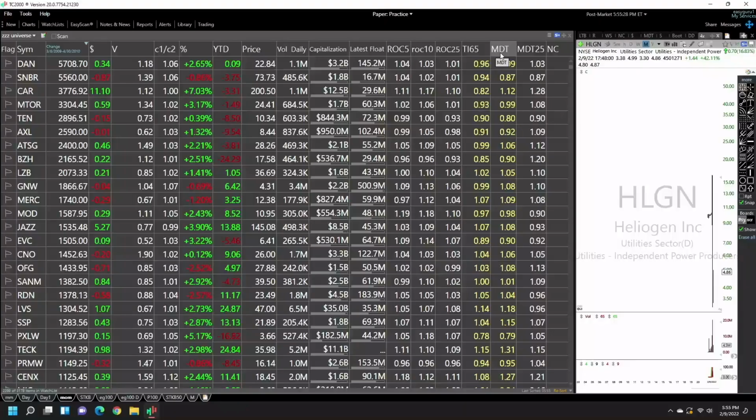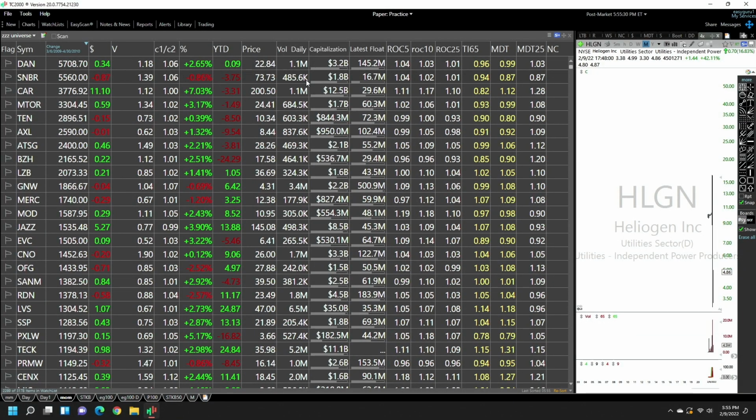I showed you this. We have a lot more momentum kind of things which we use. There are a lot of momentum indicators which you can create, and those indicators are going to help you. These are some of the indicators which I use basically. So ROC5, which is a 5-day momentum, 10-day momentum, 25 days momentum, TI65, which is what I showed you just now, MDT.